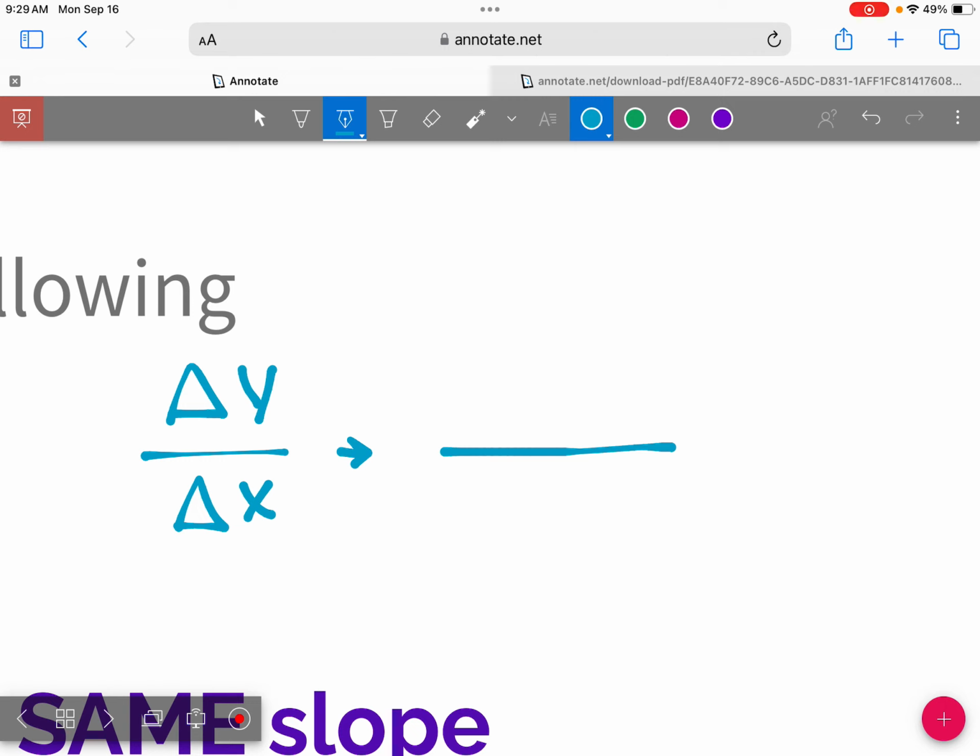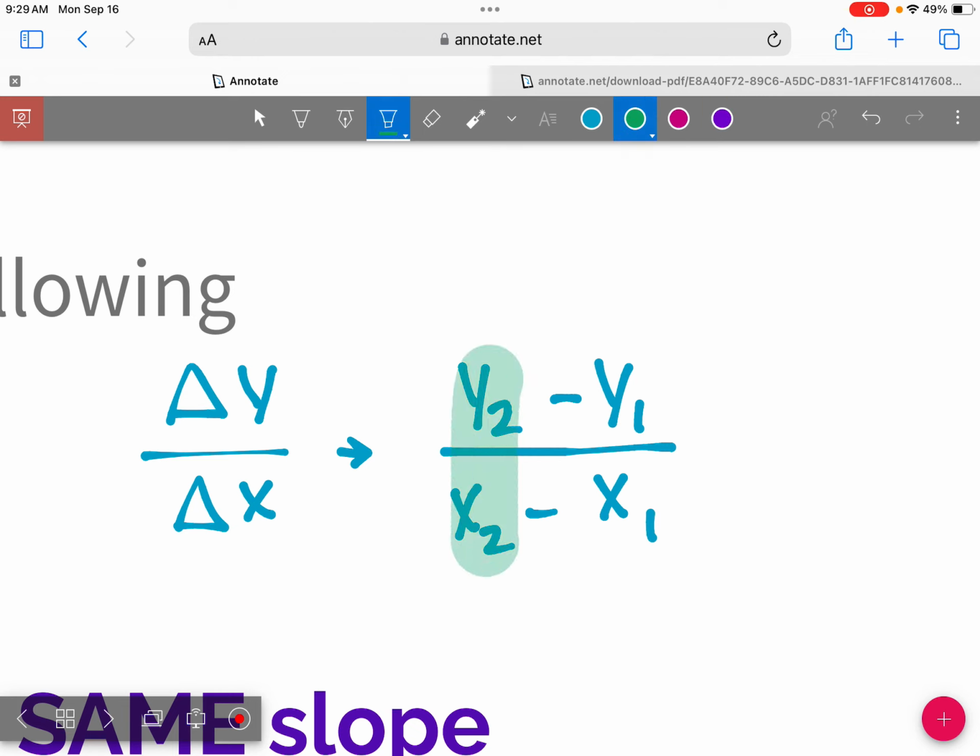So we typically do y2 minus y1 over x2 minus x1. The most important piece is that whichever point you pick to be 2, they match up, and whichever point you pick to be 1, they match up. It does not matter which one you have as point 1 and which as point 2. Just make sure that you do not crisscross, or you will wind up with the wrong sign.